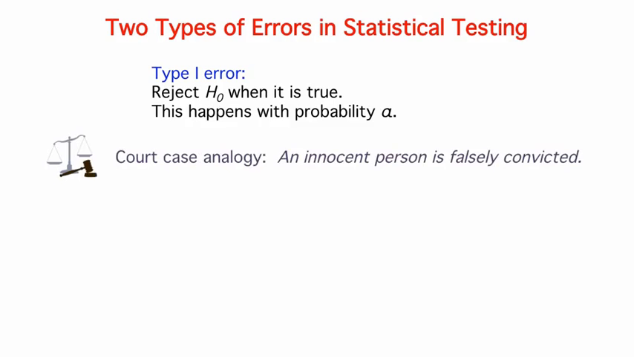Going back to our courtroom analogy, a type 1 error, rejecting the null hypothesis when in fact it is true, is analogous to an innocent person being falsely convicted.